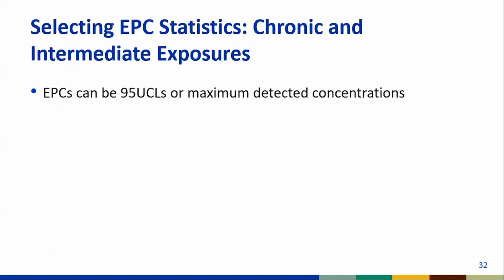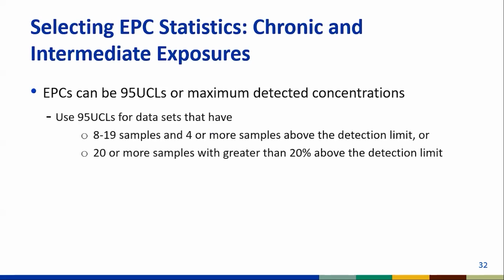To reiterate from the previous slide, EPCs can be 95 UCLs or maximum detected concentrations. For exposures of these durations, health assessors must review the number of samples and the frequency of detected results to determine the appropriate statistic for their public health assessment. Specifically, health assessors should use 95 UCLs for data sets that have 8 to 19 samples and 4 or more results above the detection limit, or that have 20 or more samples with greater than 20% of results above the detection limit.